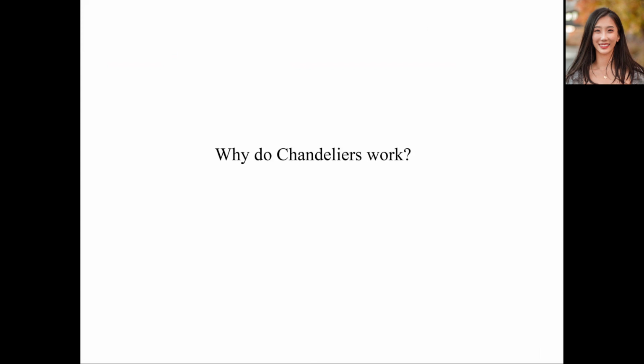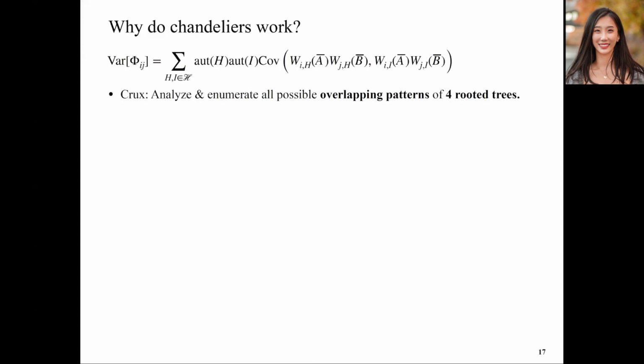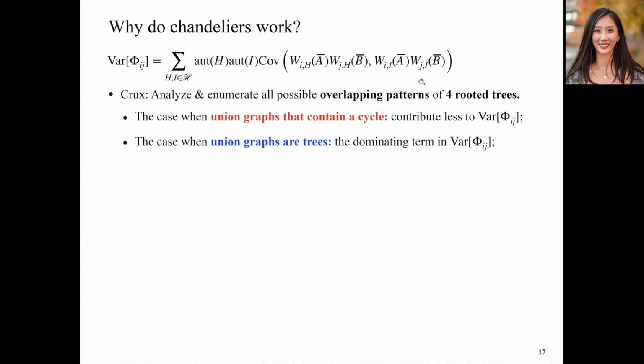Now let me briefly talk about why chandeliers work. The key is we want to control the variance of the score. So we need to expand the summations and analyze the following term. This requires us to analyze and enumerate all possible overlapping patterns of 4 rooted trees. And what we figure out is that when the union graph contains a cycle, this case will contribute less to the variance. The case when the union graphs are trees will become the dominating term in the variance of the score.